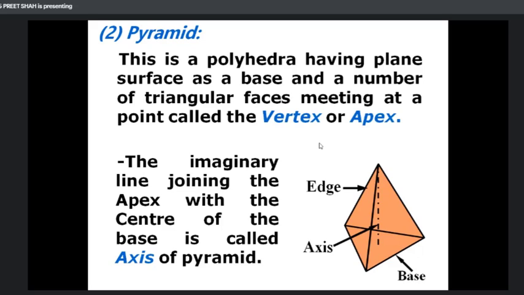Yes, one base, one apex point, and all the edges of the base are connected to the apex point. Okay, now in a prism what will happen?